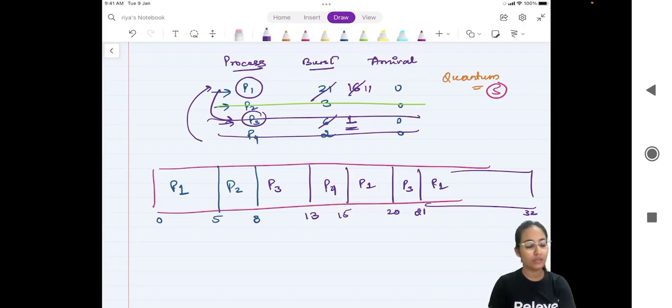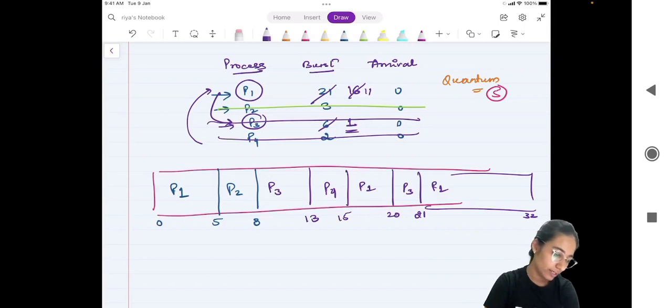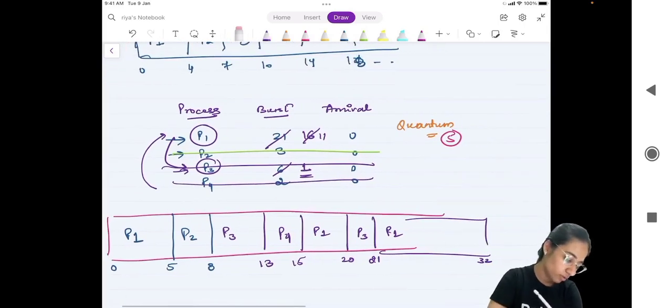Is it clear to everyone how the basis of round robin scheduling is basically working, right? And how exactly we are able to schedule the processes. Like you can see, this is basically a preemptive kind of procedure, because we are stopping a process in between and then continuing it.